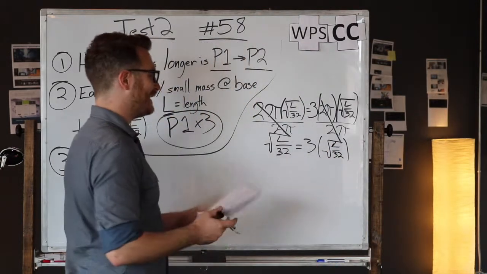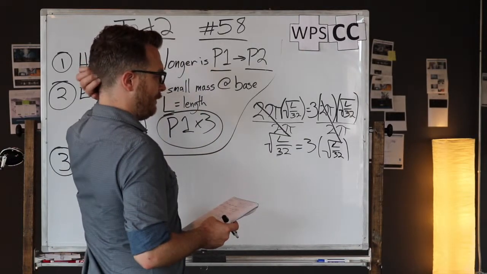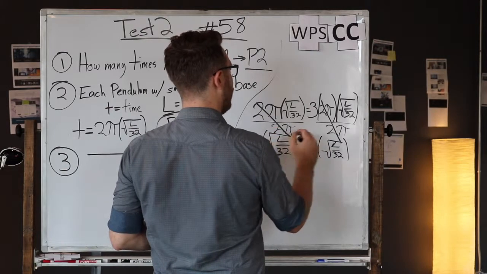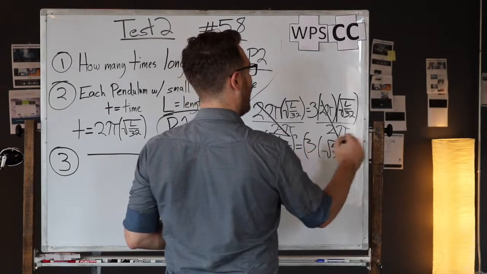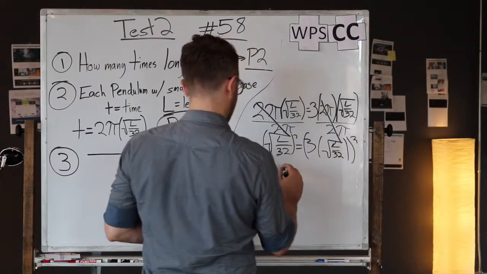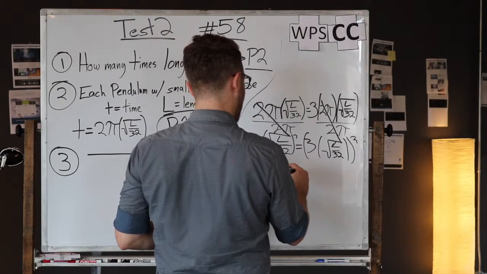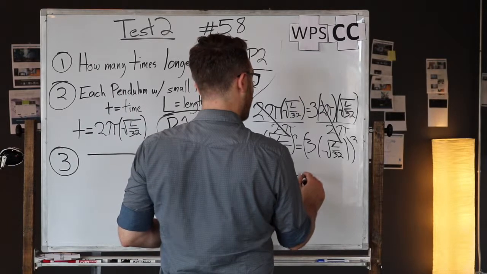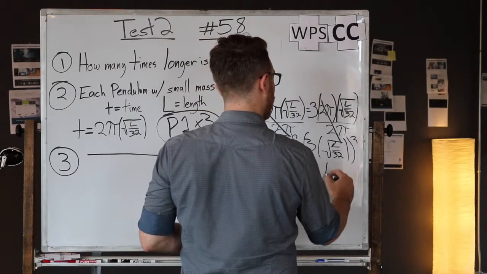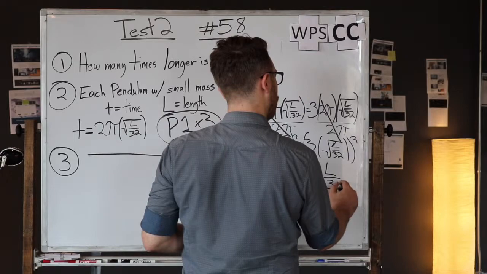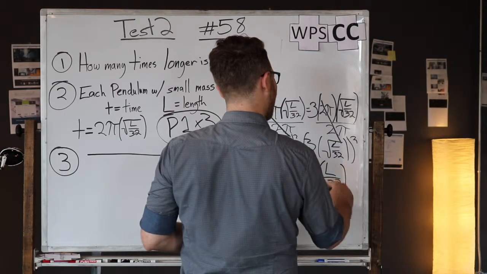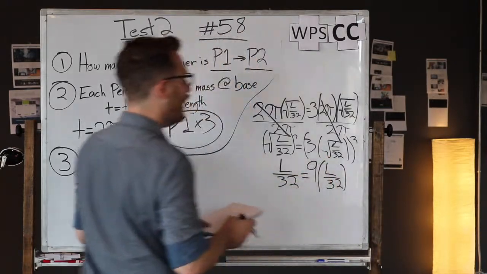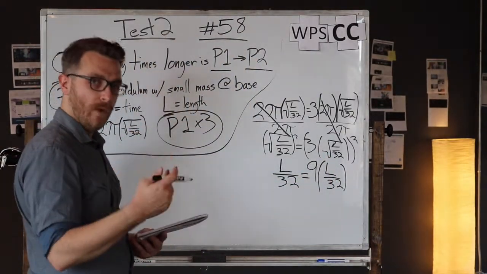So, what's our next step? You know what I'm going to do for this one? I am going to square both sides. I'm going to get rid of this radical here. I'm going to square both sides entirely. So on this side, I end up with L over 32. But on this side, I not only end up with L over 32, but 9 times, because I have to square that 3, 9 times L over 32 as well.